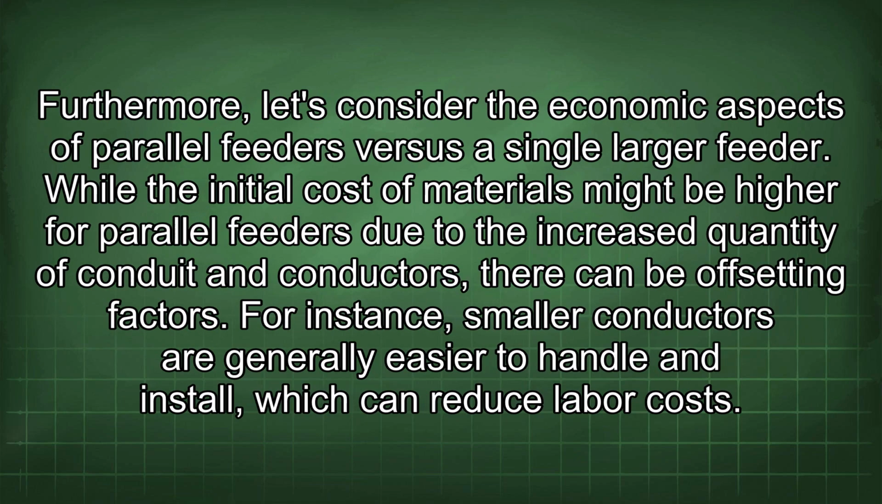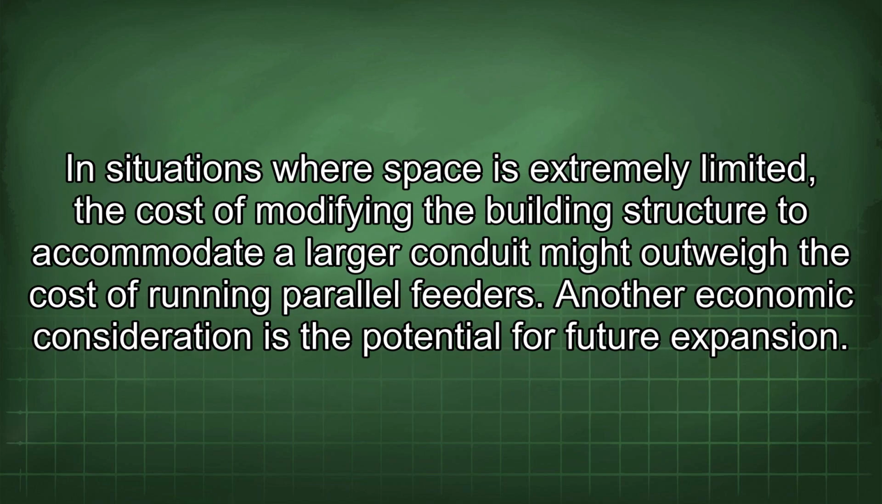Furthermore, let's consider the economic aspects of parallel feeders versus a single larger feeder. While the initial cost of materials might be higher for parallel feeders due to the increased quantity of conduit and conductors, there can be offsetting factors. For instance, smaller conductors are generally easier to handle and install, which can reduce labor costs. In situations where space is extremely limited, the cost of modifying the building structure to accommodate a larger conduit might outweigh the cost of running parallel feeders.